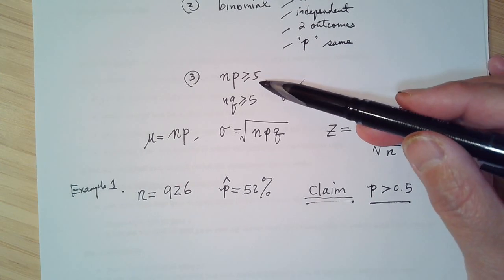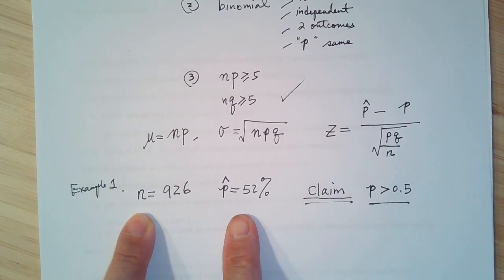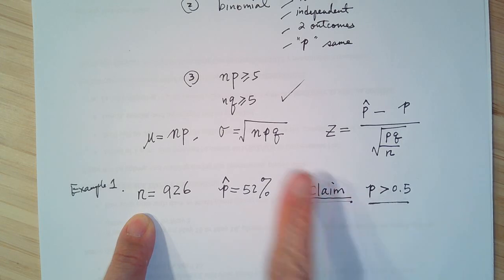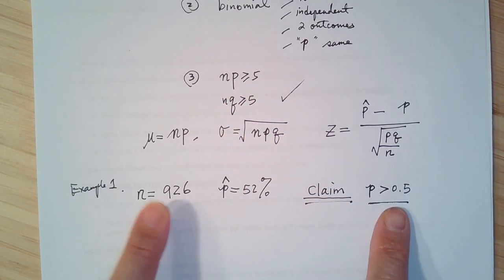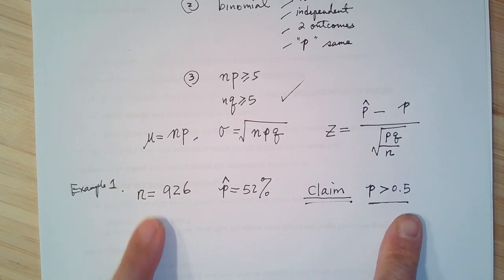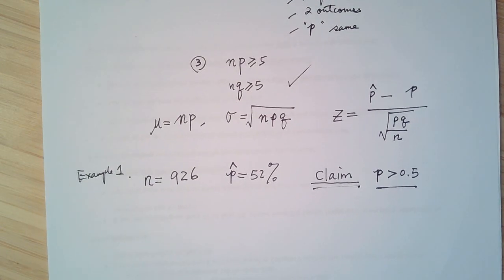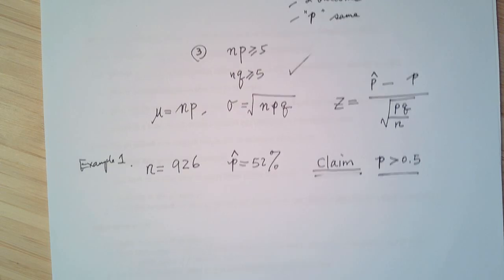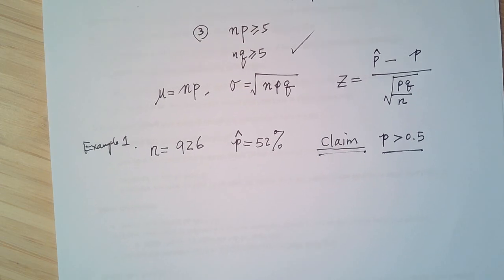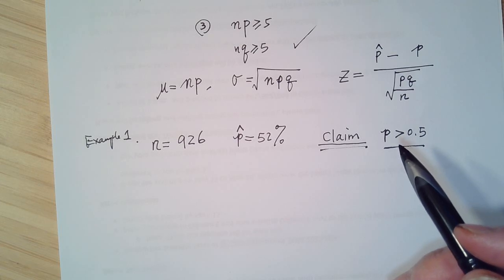And np, nq: n times p is 0.5. Remember here it is p, q, not hat, okay? So np, nq, that's just this number times 0.5, so it's greater than 5 for sure. I didn't really do the requirement testing, and in most cases, when I give you a quiz or something, you don't really need to worry about that. Okay, so now we're going to do the 8 steps of hypothesis testing.